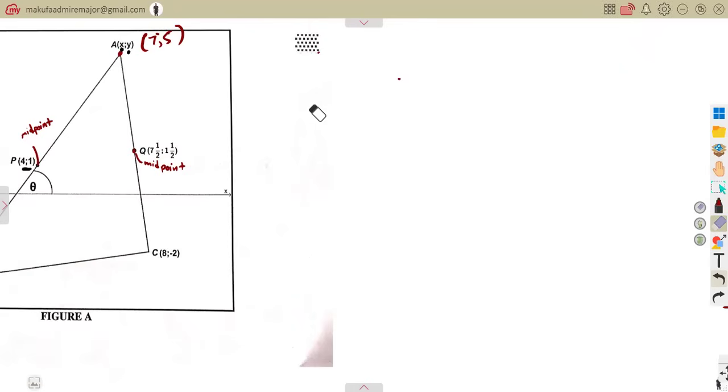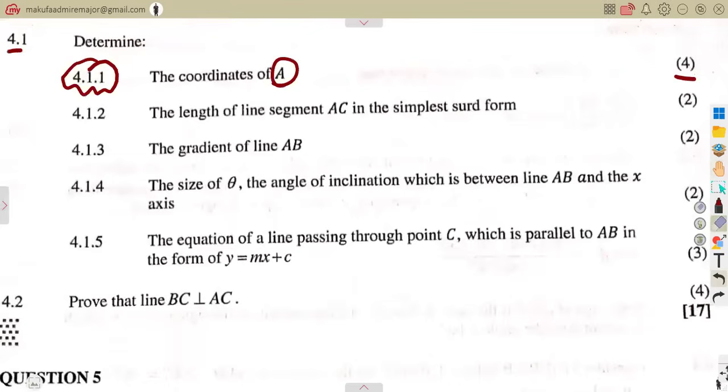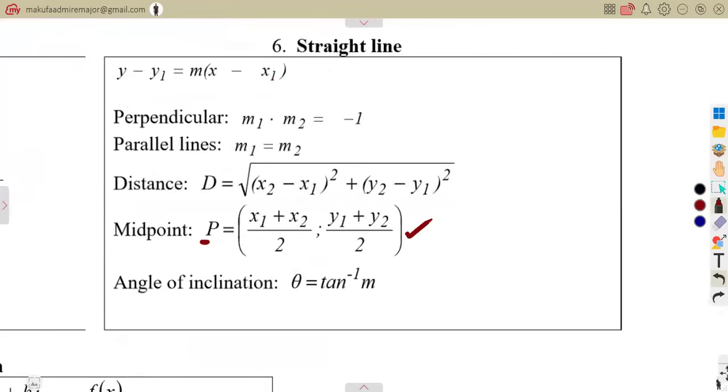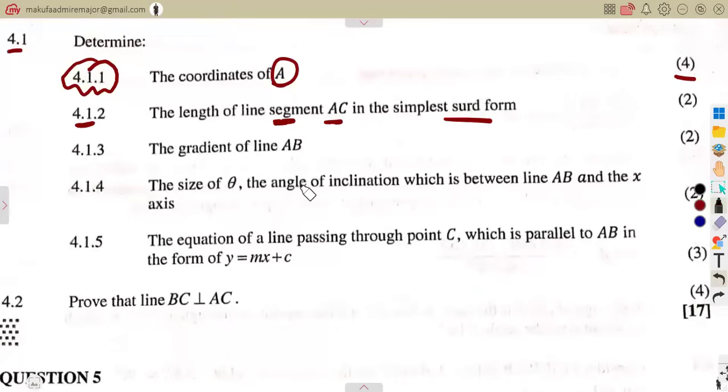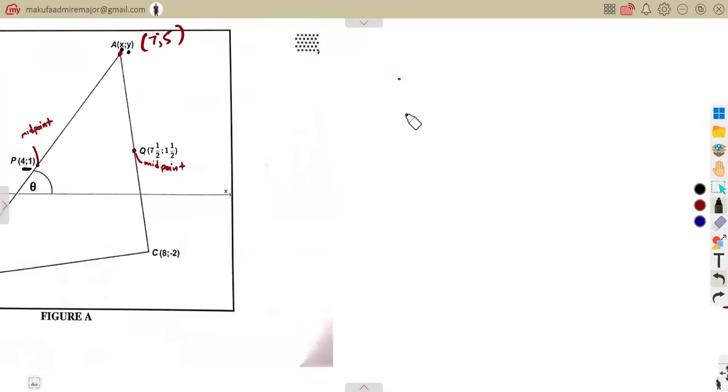Let's see the other part of our question. We now have the point A. The other part was the length of the line segment AC in simplest surd form. How do you determine the length of a line? That is the distance between the points, D being the distance. So you can use the distance formula: the square root of (x2 minus x1) squared plus (y2 minus y1) squared, everything under the square root. So that's 4.12. We need the distance of the line AC.